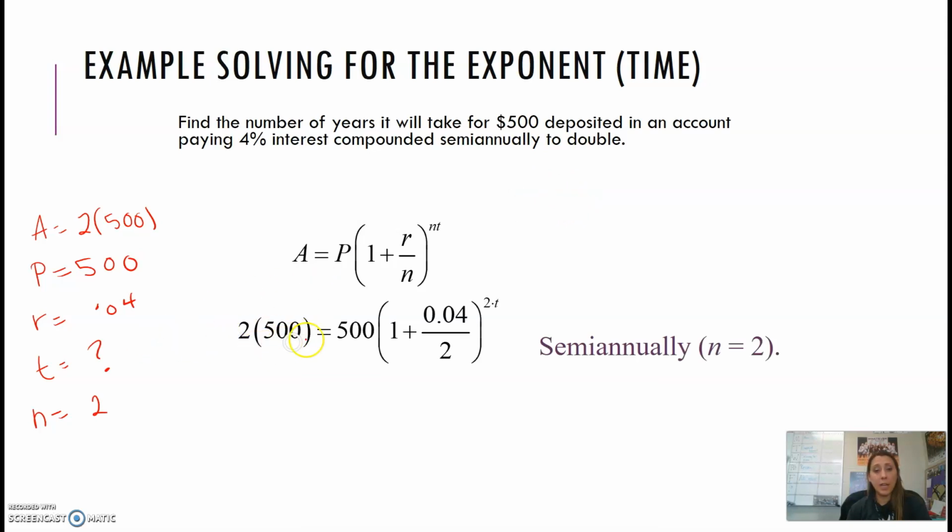So then when I plug everything in, I'm going to get 2 times 500 is equal to 500 times all of this. So now we're solving for this. And remember, this kind of looks like what we've done in our previous level where we're solving. So the first thing I want to do, I need to get all of this by itself so that I can use logarithms to solve. So the first thing I'm going to do is divide both sides by 500.